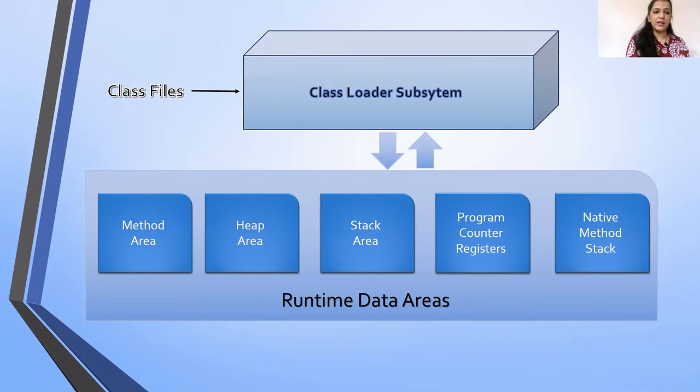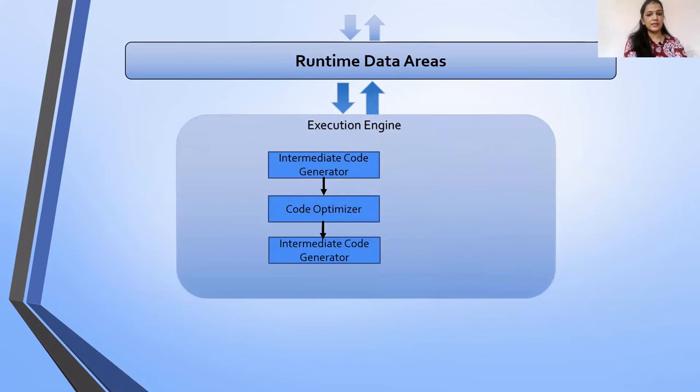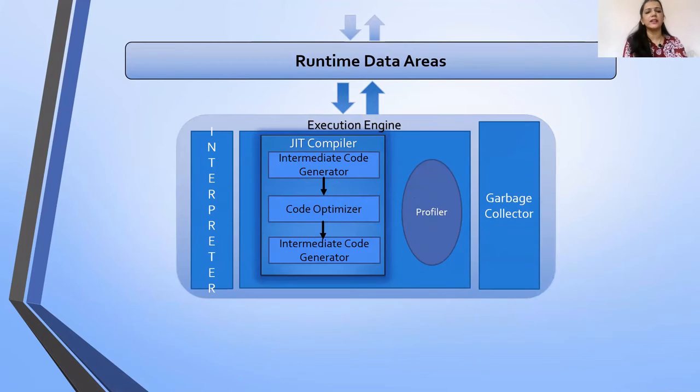Now, after the method area, the code is passed to the execution engine. The execution engine contains many more programs, but mainly it consists of the interpreter and the JIT compiler. So the execution engine can communicate with the memory areas. The execution engine mainly consists of two parts. The first part is the interpreter and the second part is the JIT compiler.